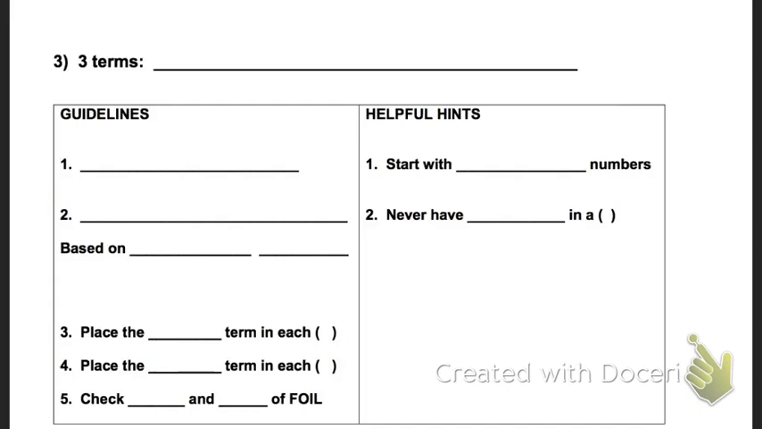So 3 terms is when you conduct trial and error. It's very scientific.